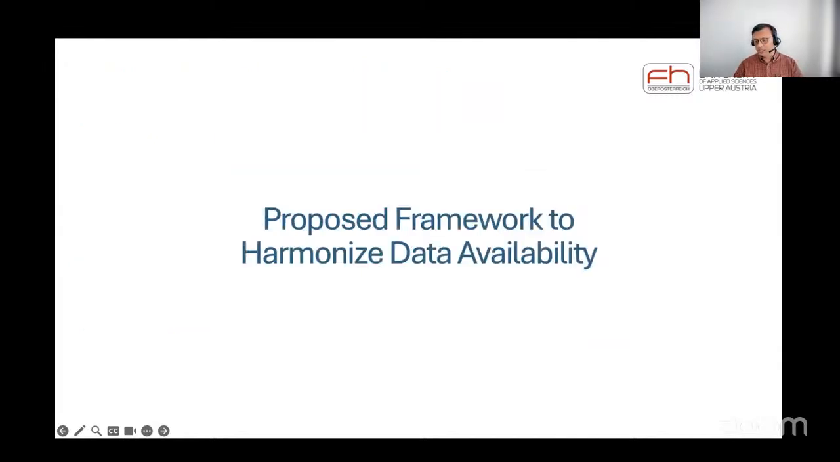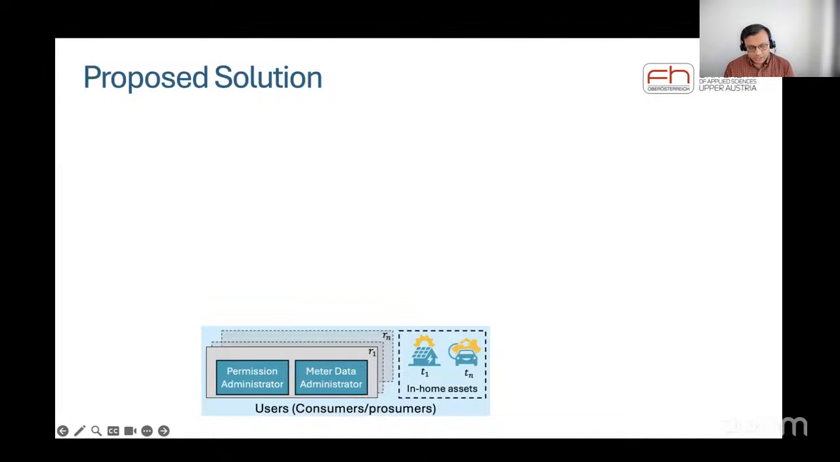Based on all these challenges we identified, we developed a platform to harmonize the data availability. Initially, the users, the prosumers or consumers, lie in a particular region, for example, a country, which has a permission administrator and a metadata administrator. The permission administrator is the legal entity which records the permission from the users that they agree to share their data with any third party. The metadata administrator is the entity which is responsible for sharing the data.